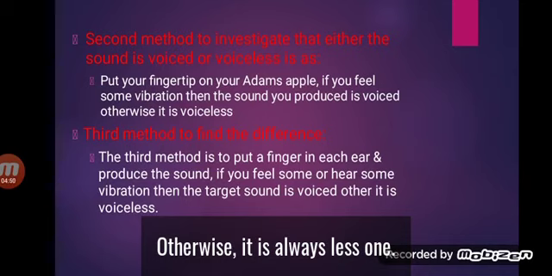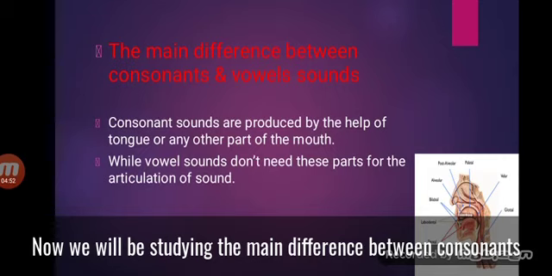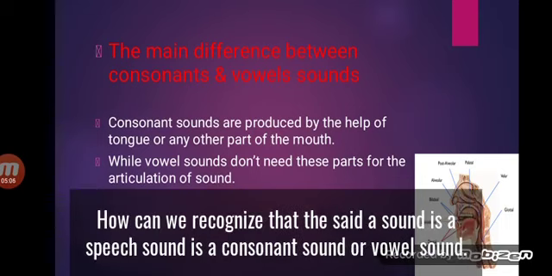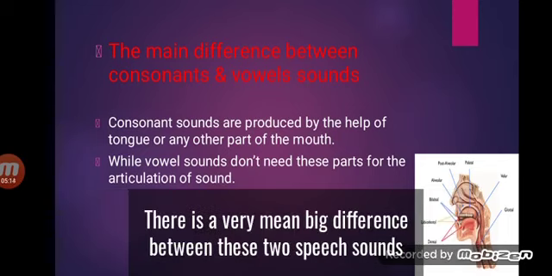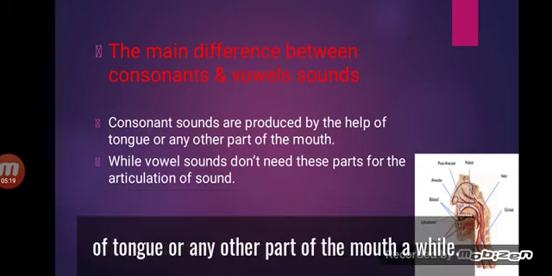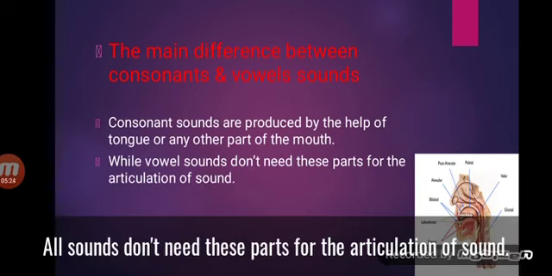Now we will be studying the main difference between consonant and vowel sounds. What is a consonant sound and what is a vowel sound? How can we recognize whether a speech sound is a consonant sound or a vowel sound? There is one main, big difference between these two: consonant sounds are produced with the help of the tongue or any other part of the mouth, while vowel sounds don't need these parts for the articulation of sound.